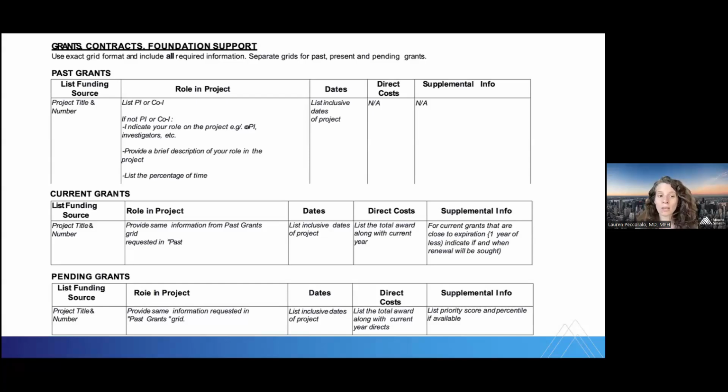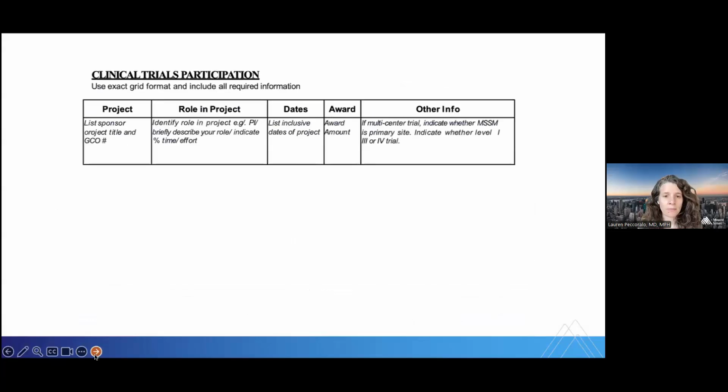You're going to have past grants, current grants, and pending grants. And you're going to follow the grids and make sure you include all of the important information that is listed here. I'm not going to go into this in too much detail, but these are the items that you should include. And again, these are all listed on the template, which I'll have my team also drop into the chat at some point along the way. Clinical trials participation is very similar to the grants participation. Basically, make sure you include everything that is asked for here.